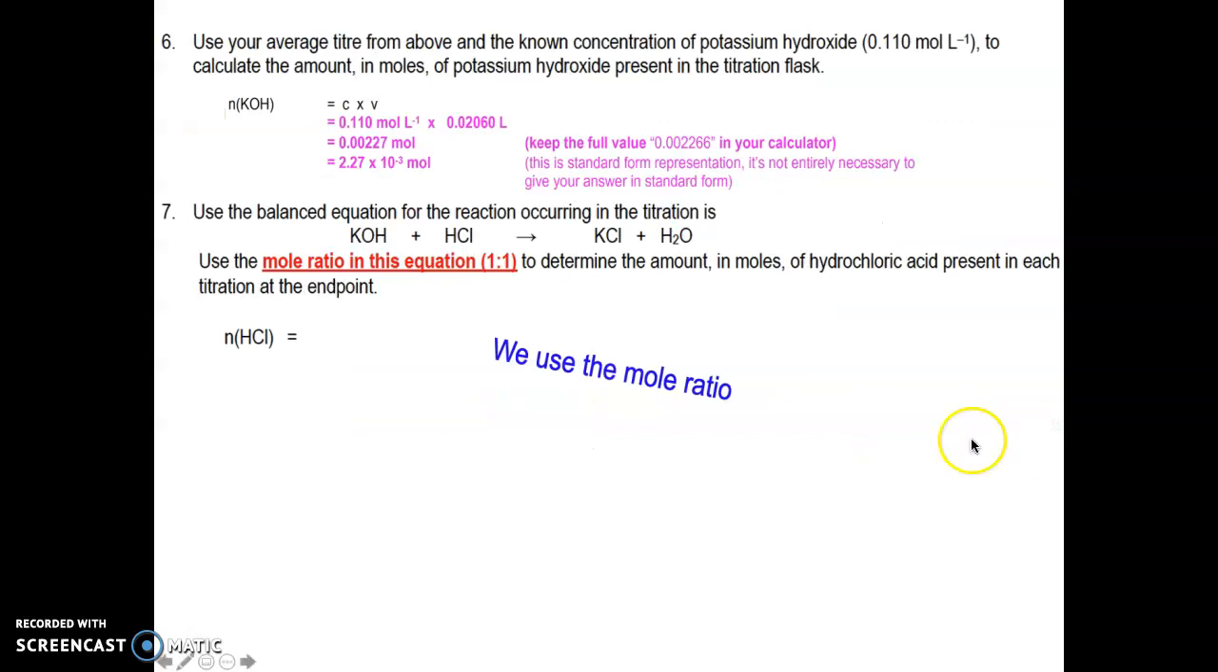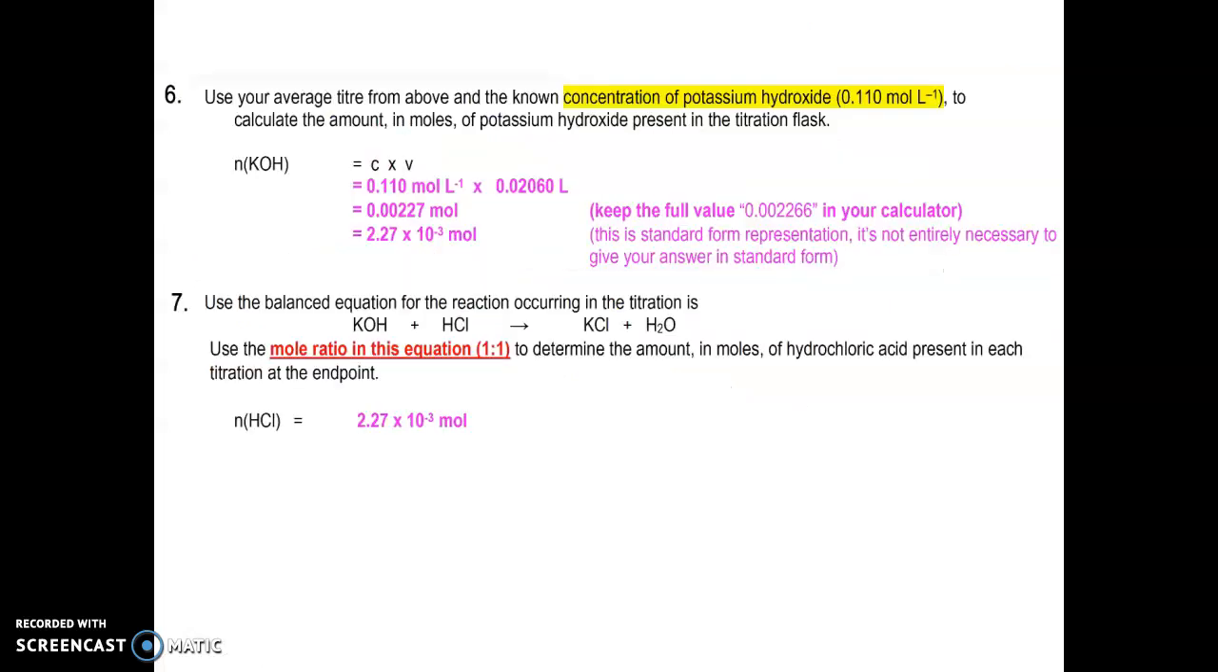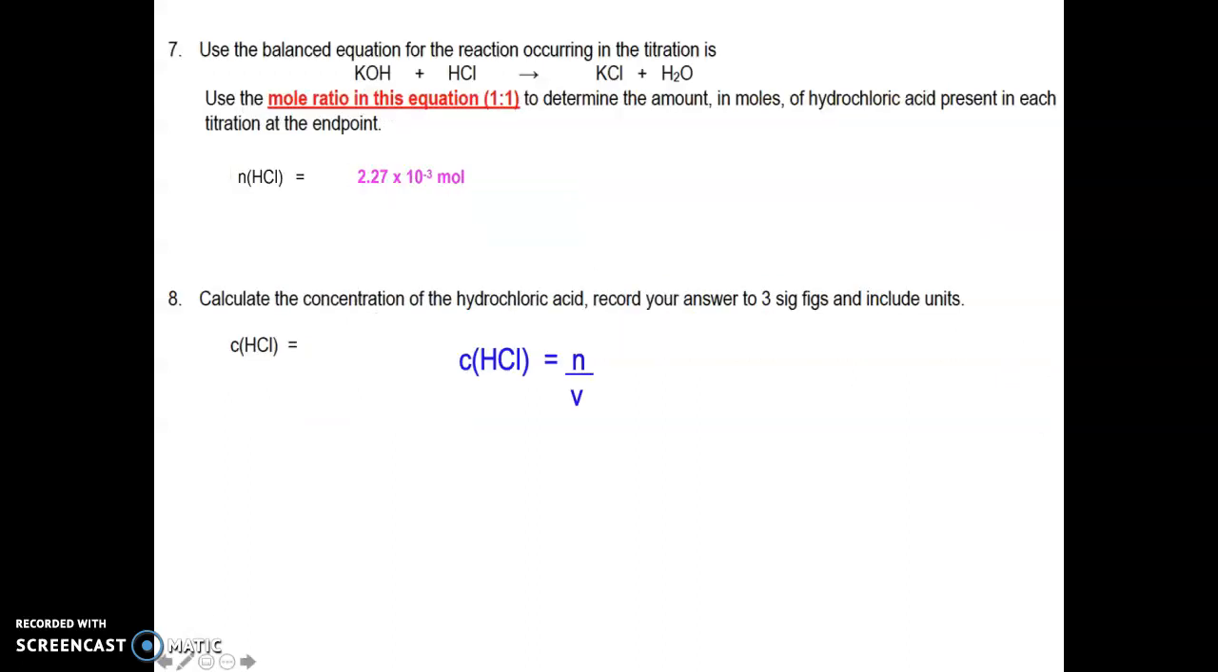Moving along to question 7, it tells us to use the balanced equation for the reaction in the titration. So this equation shows 1 mole of potassium hydroxide reacts with 1 mole of hydrochloric acid. The mole ratio is 1:1. So what that means is that the amount of hydrochloric acid is the same as the amount of potassium hydroxide. It's a 1:1 ratio. It's the same amount.